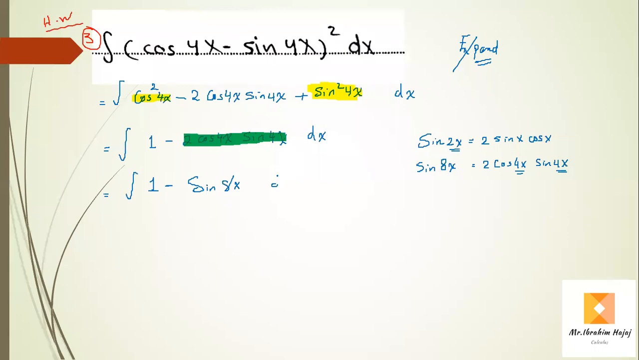Now it's very simple. Doing the integration, we get x first, from the 1, then the integral of sine is negative cosine 8x over 8. So I'll write it: x plus 1 over 8 cosine 8x, plus c.